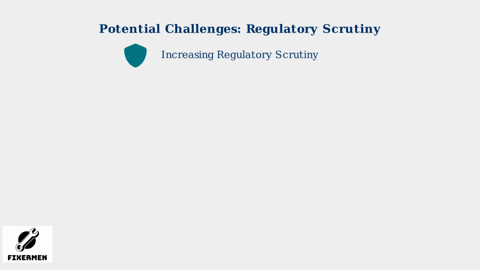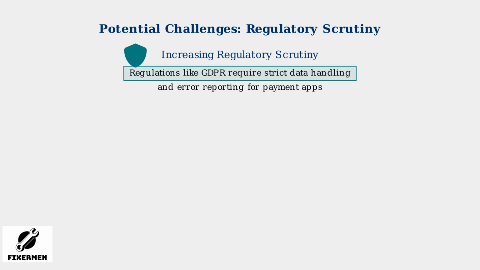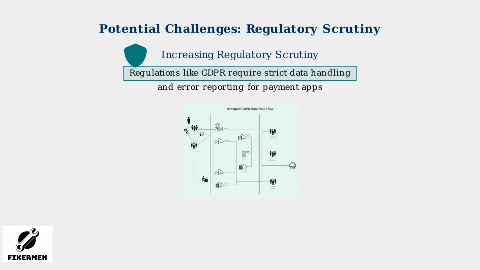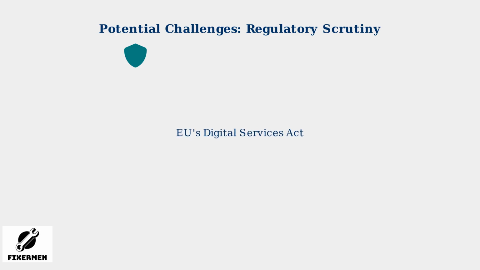Increasing regulatory scrutiny, such as GDPR compliance and the EU's Digital Services Act, presents ongoing challenges for Venmo and other payment apps. GDPR requires strict data handling and privacy protection, which can complicate error reporting and introduce compliance-related issues. The data flow diagram illustrates how client interactions connect to internal systems and departments, highlighting the complex data handling required under regulations like GDPR. The EU's Digital Services Act mandates stricter error reporting, potentially leading to new compliance measures that could affect app performance.